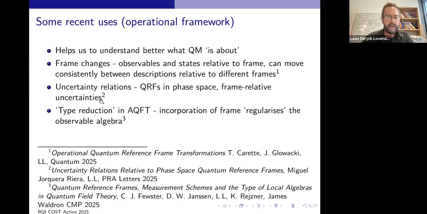And the third is this recent work on what we'll call type reduction in algebraic quantum field theory. This is really the only relativistic part, perhaps, of this talk in terms of serious relativity theory. What we'll see is that the incorporation of a QRF into quantum field theory fundamentally changes the structure of the local algebras that we use to describe quantum field theories. So I'll talk a little bit about, well, really 1, 3, and 4. I'm not going to say much about frame changes in this talk.